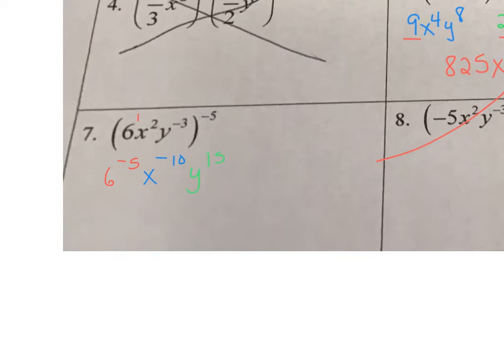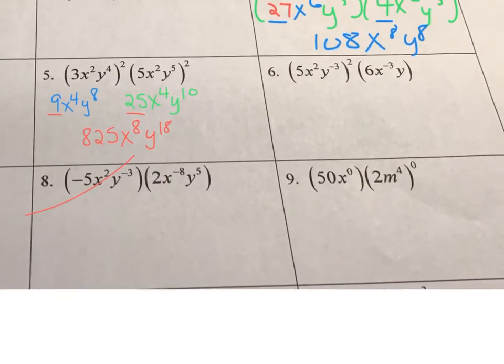Now, of course, it's going to have negative exponents in my answer. So I'm going to remember that this is really over 1. So 6 to the -5th goes to the bottom. X to the -10th goes to the bottom. Y to the 15th stays on top. The only other thing I need to do now is make sure that I multiply out 6 to the 5th. And when I take 6 to the 5th and I multiply it out, that's 7,776. So there's your answer to number 7.